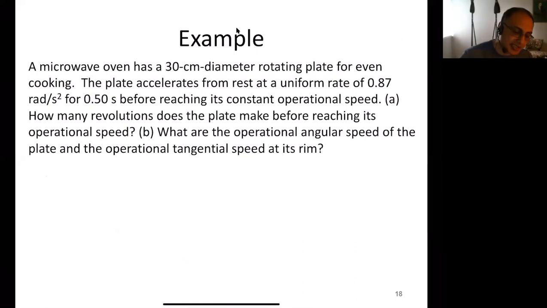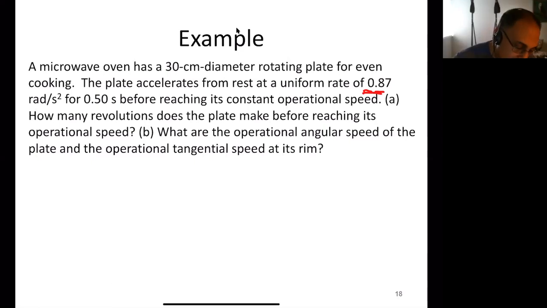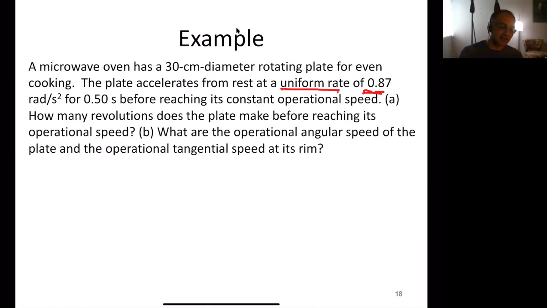Okay, my first question is, what is this quantity that they've given us, this 0.187 radians per second squared? Which quantity is that? Is that our alpha? Yes, it's the angular acceleration. Is it constant? Yes, they've given us that it's accelerating at a uniform rate. That means alpha is constant. Alpha is 0.87 radians per second squared.